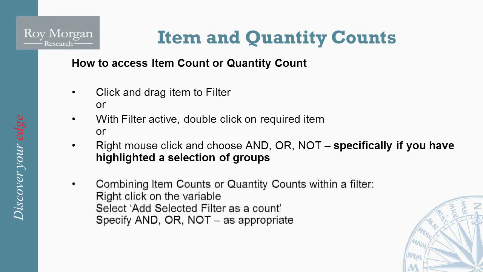Note that it's possible to combine item counts or quantity counts within a filter. To do this, you would need to right-click on the variable or the number of groups and select Add Selected Filter as a Count. Then you would specify the and or not as appropriate.